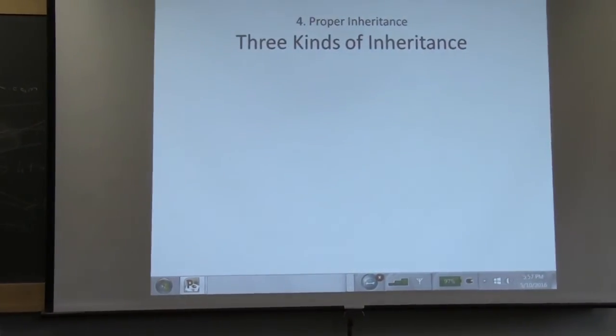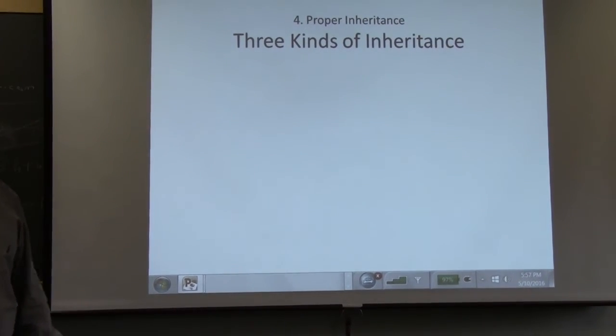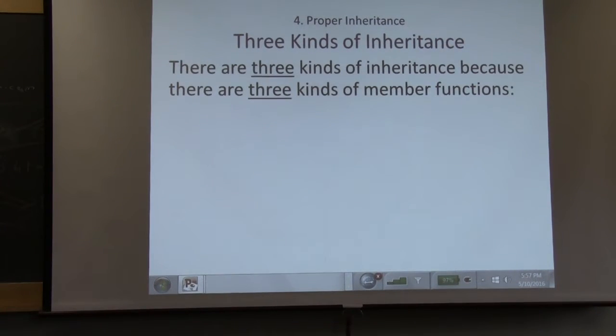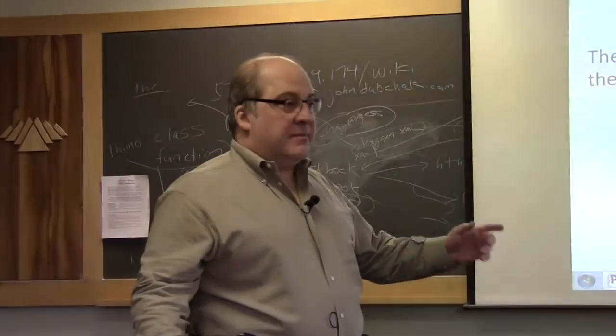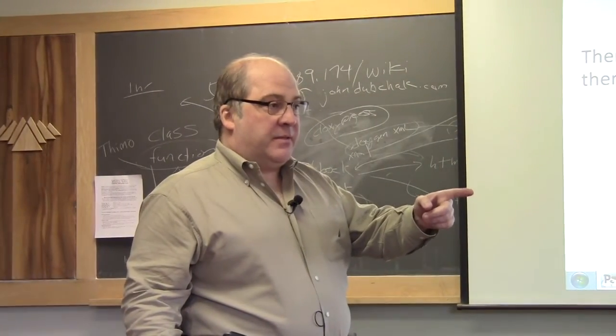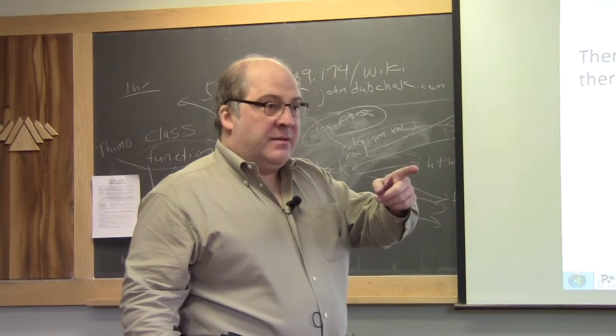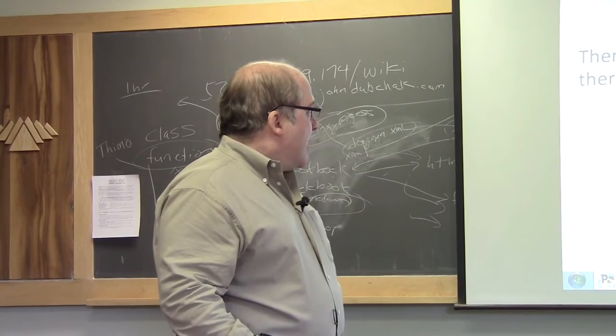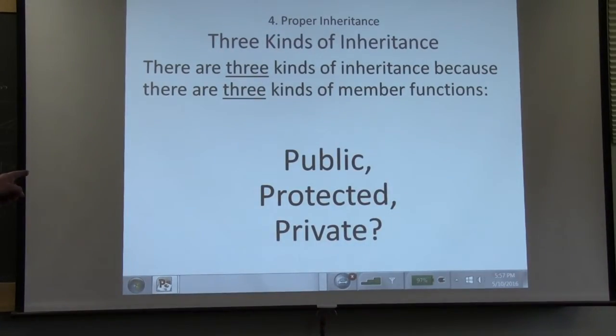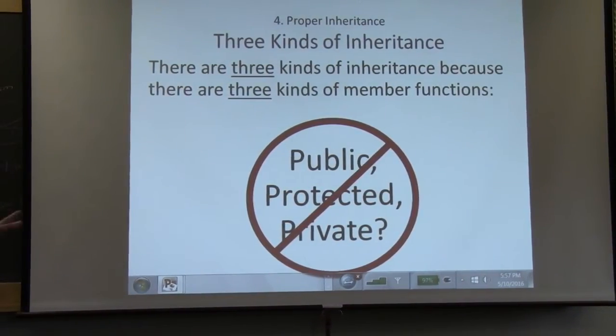So I assert that there are three kinds of inheritance. And I assert that because there are three kinds of member functions. So for fun, would somebody like to tell me what the three kinds of member functions are? Public, private, protected. Okay. Public, protected, and what? Private. Okay, and you? Virtual, abstract, and concrete. Virtual, abstract, and concrete. So this was the first suggestion. Okay, so it's not that.